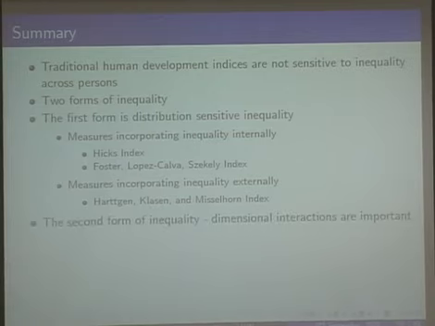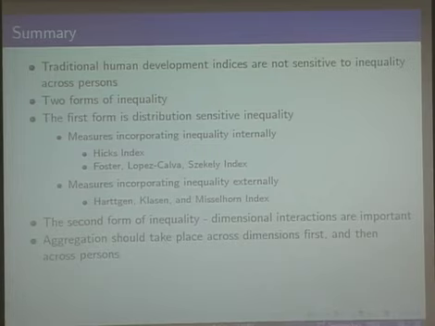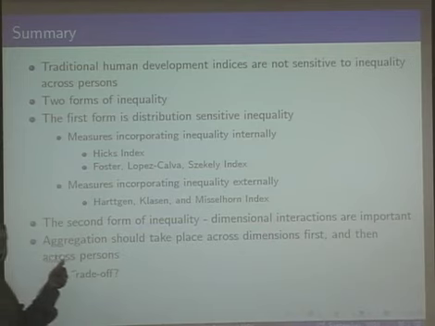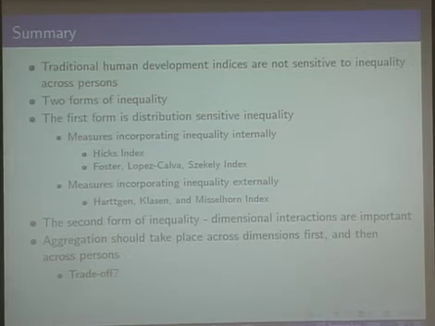Then we introduced the second form of inequality, where we showed that dimensional interactions could be important for policy implications. And then we showed that aggregation should take place across dimensions first and then across persons. Now there is a trade-off. You cannot say that the last index is uniformly or unambiguously better than the other indices. You lose something. Sometimes you might be interested in finding the contribution of a particular dimension to overall human development. When you apply this association sensitive index, you lose that power. If you are interested to see how dimensional contributions are important, there could be some sophisticated statistical methods I am still not aware of, but intuitively you lose that power.